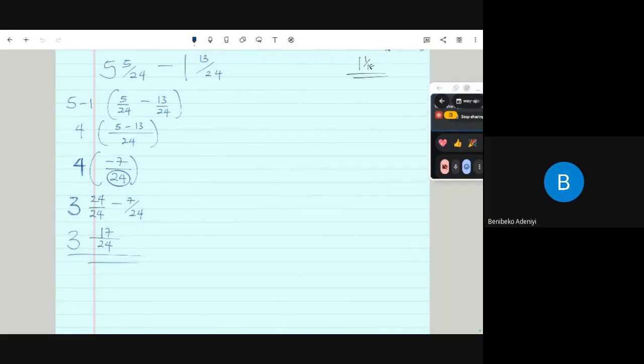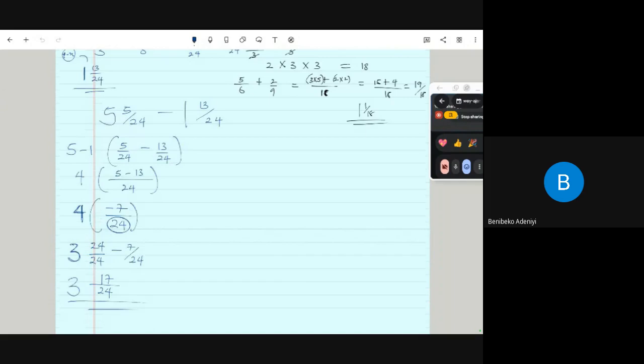Okay, 5 minus 13 should be 8. Only the guy is following. 5 minus 13 is 8. So 8 over 24. 24 minus 8 is going to be 16. So we have 3 whole number, and 4 here.